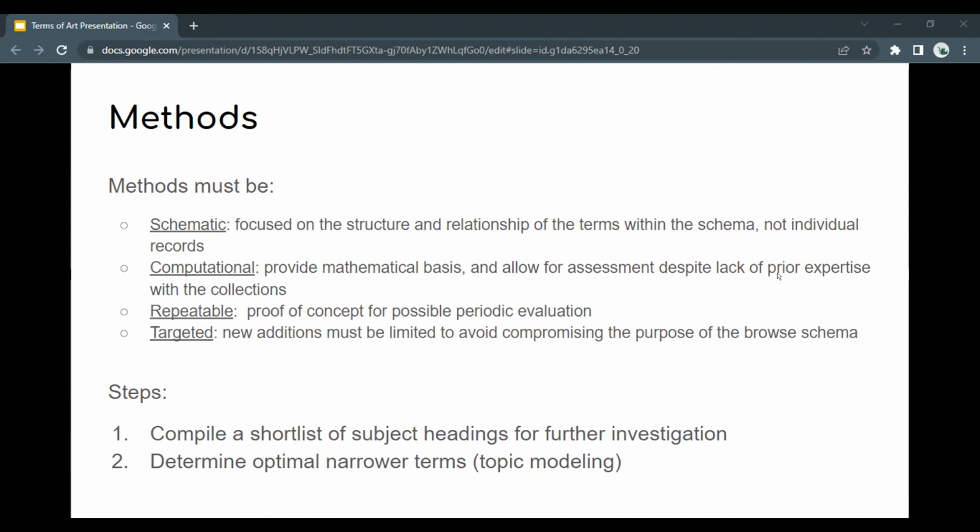So in terms of the actual procedure, my project was going to consist of two major steps. First, I needed to build a short list of UNTL-BS subject headings for further investigation. And this would require developing ways of systematically flagging parts of the schema that could benefit from being expanded. And second, I needed to find some way to determine the optimal narrower terms that could be added to these areas of the schema. And to do this, I ended up turning to topic modeling, which I'll explain in more detail later.